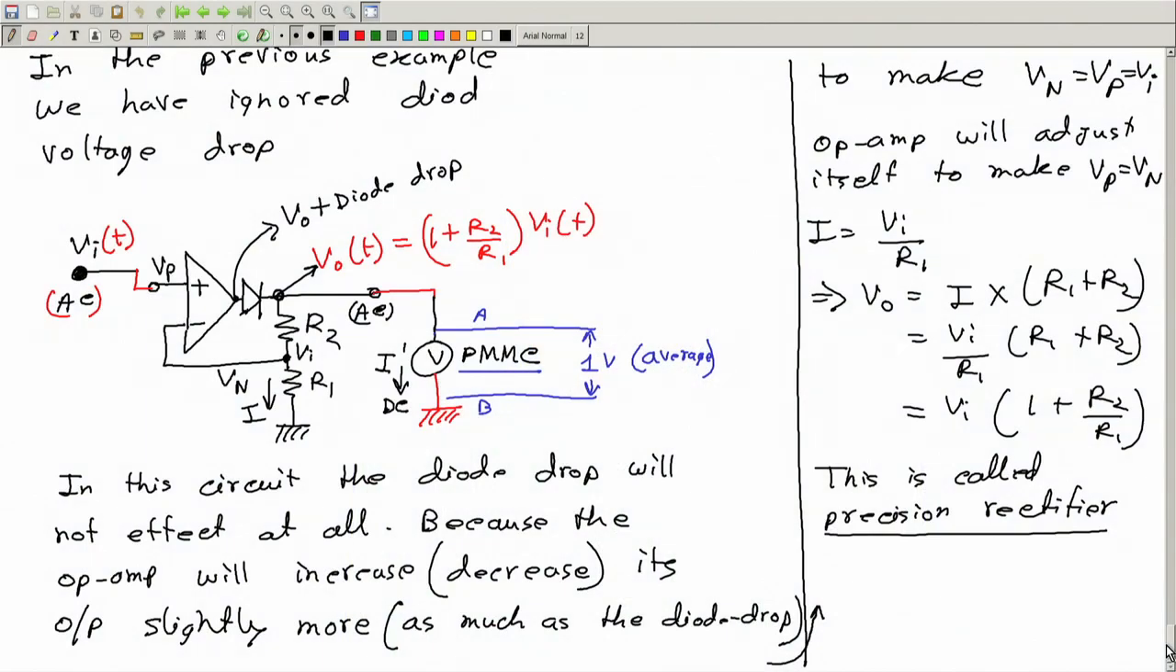Hello and welcome. So we are studying how to use op-amp based amplifiers to make different types of voltmeters, electronic voltmeter circuits. All these were analog electronic voltmeters, not digital. The last example that we took was of a precision rectifier.